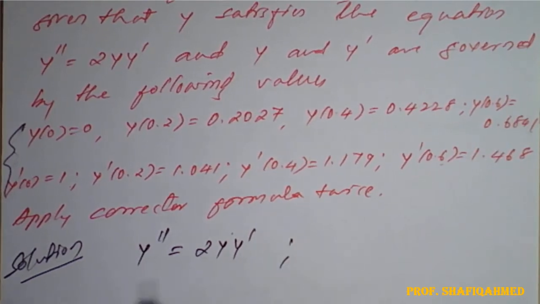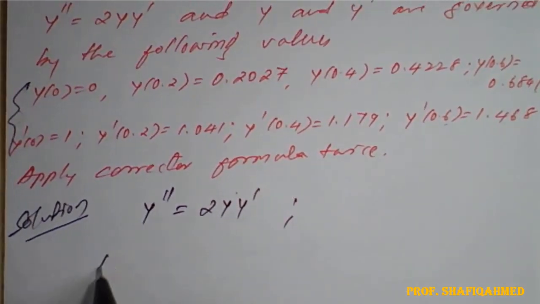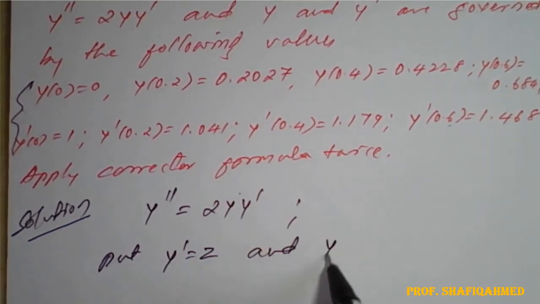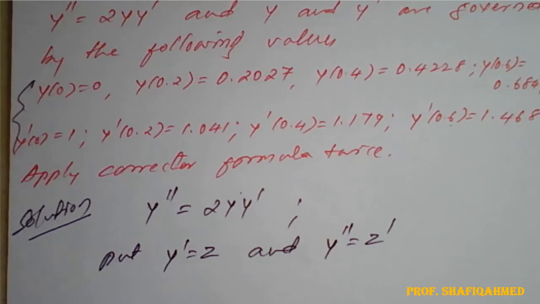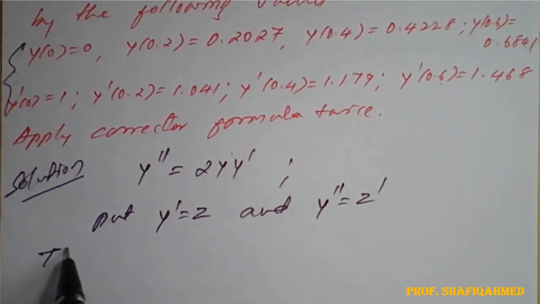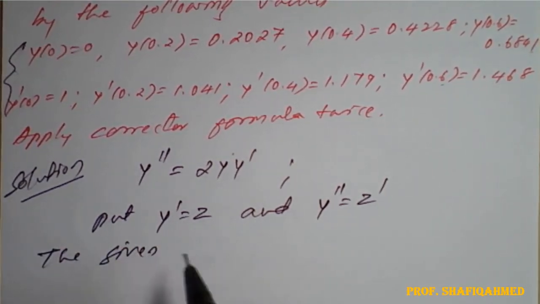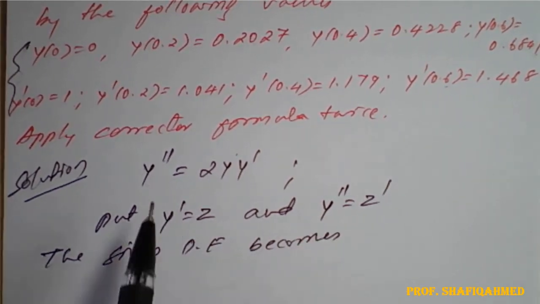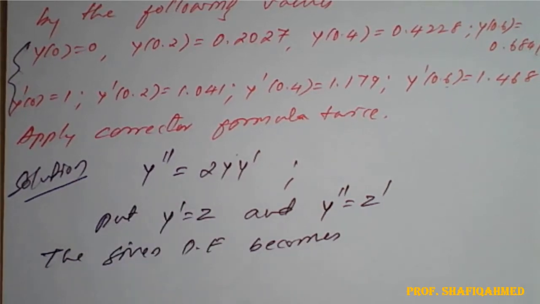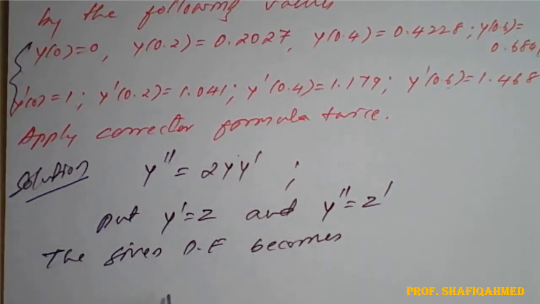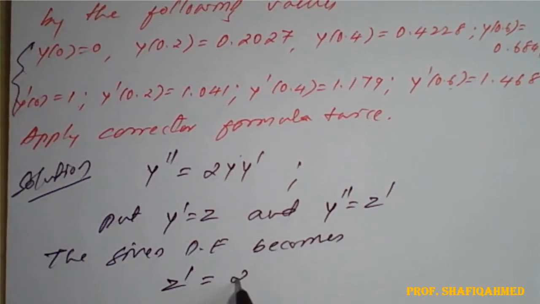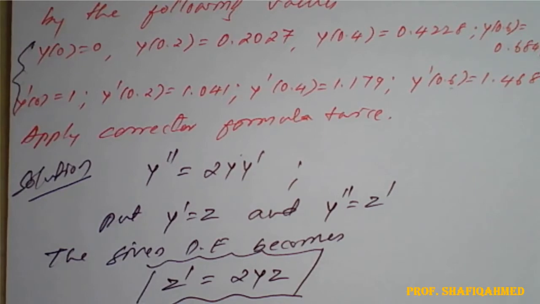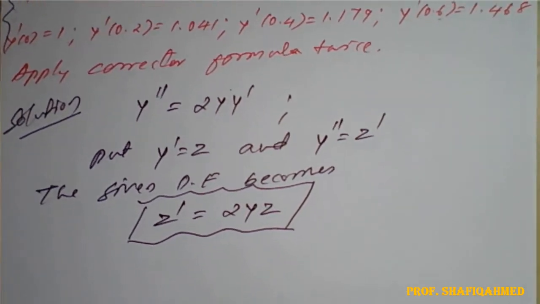So here put y dash equal to z, and y double dash equal to z dash. Therefore the given second order differential equation becomes z dash equal to 2y into z. Once we have this, we need to prepare a table.